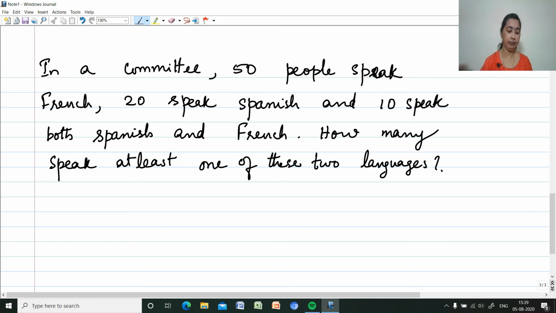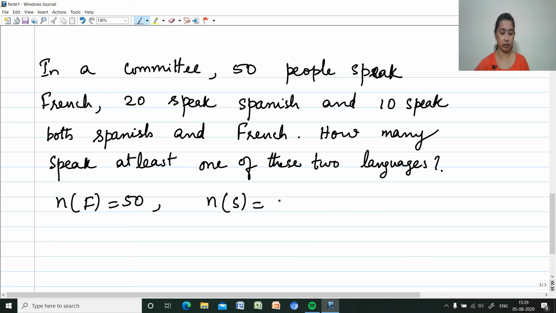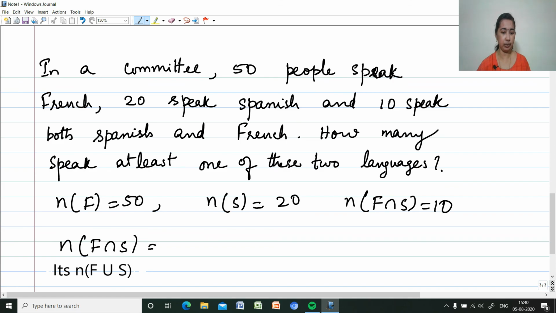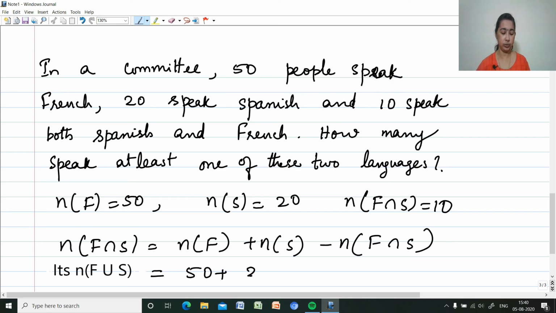So we have to write what things are given. 50 speak French, that means n of F is equal to 50. Spanish, n of S is equal to 20. Then n of F intersection S is equal to 10. So n of F union S is equal to n of F plus n of S minus n of F intersection S, which is 50 plus 20 minus 10, equal to 60. So 60 speak at least one of these two languages.